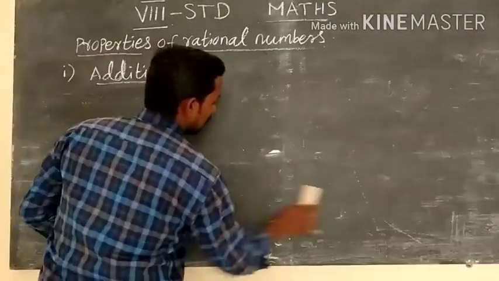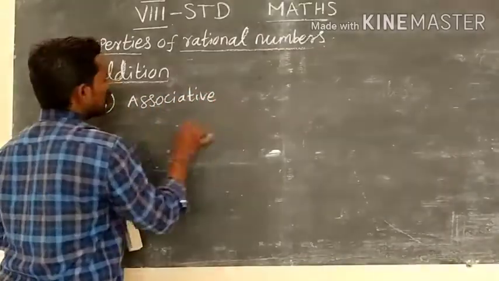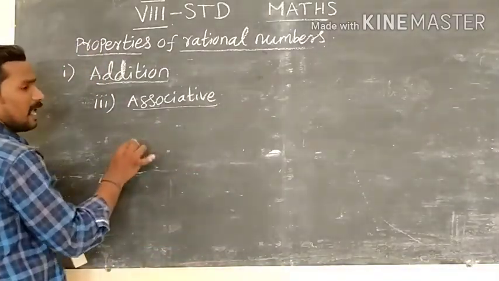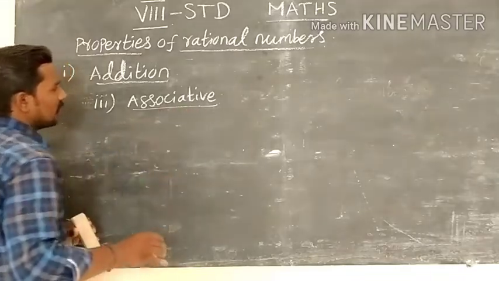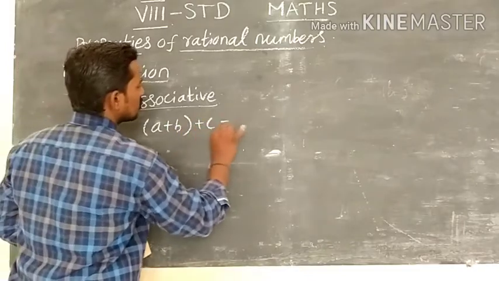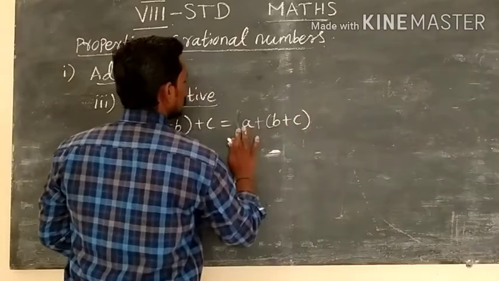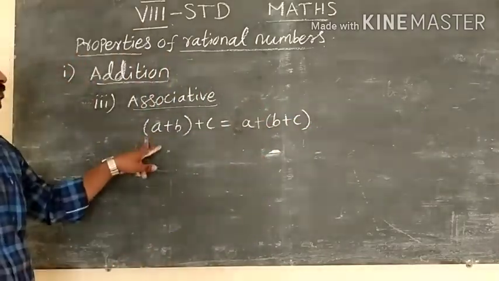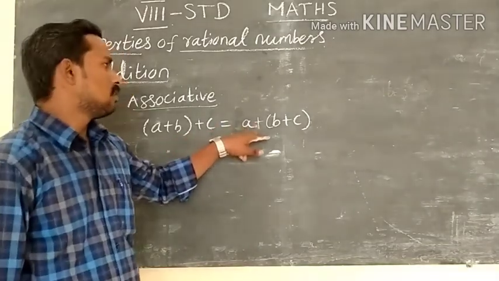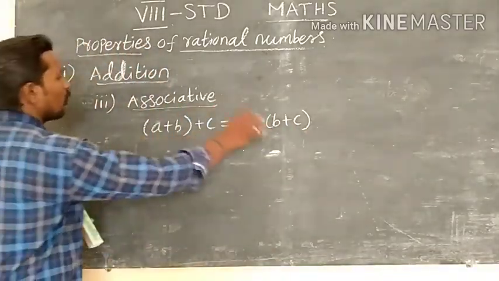Next, the third property, the associative property. You select any three rational numbers A, B, C. Write them in the form (A plus B) plus C is equal to A plus (B plus C). This is the associative property. Associate the first two elements, then add the third one. Or add the first number to the association of the second and third. Okay, this is the associative property.